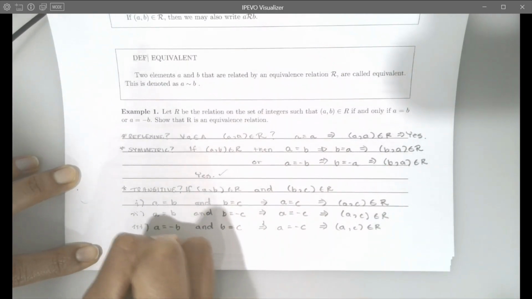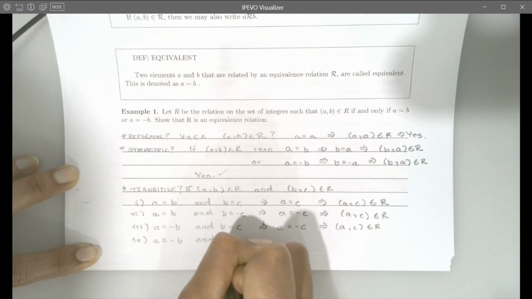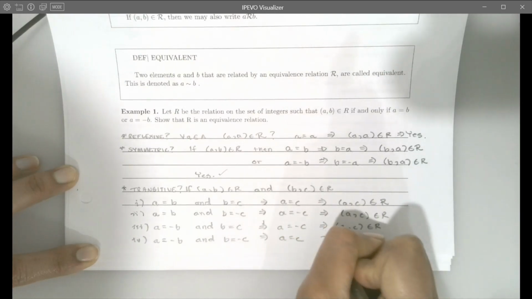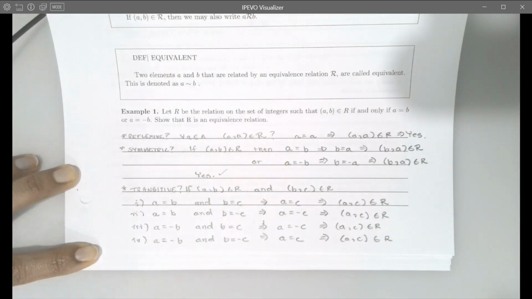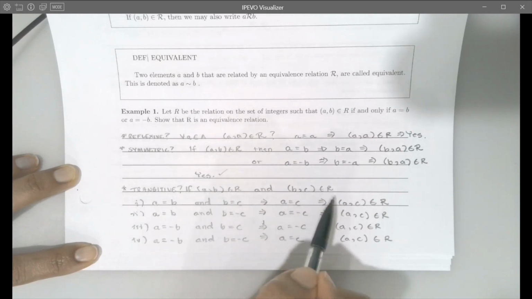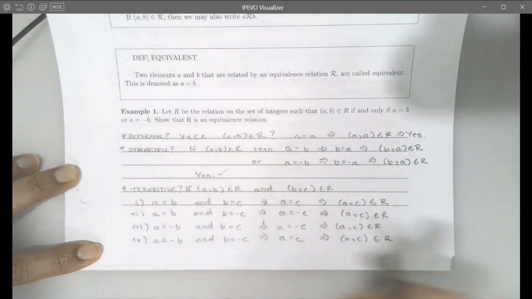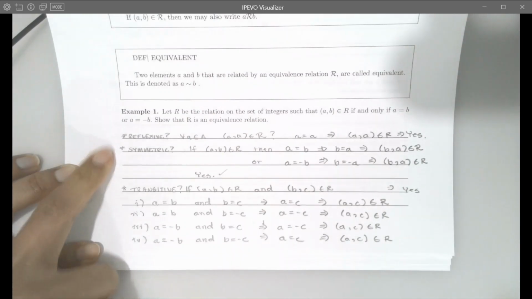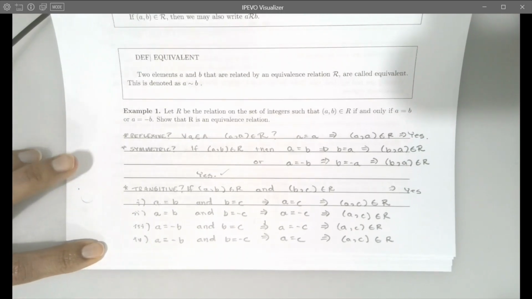The last possibility is that A is equal to negative B and B is equal to negative C, in which case we get that A is equal to C. And that means that A comma C is also part of R. So in any one of those possibilities, if A comma B is part of R and B comma C is part of R, that means that A comma C will be part of R. And so the answer here is yes. Because it is all three, reflexive, symmetric, and transitive, that means that R is an equivalence relation.